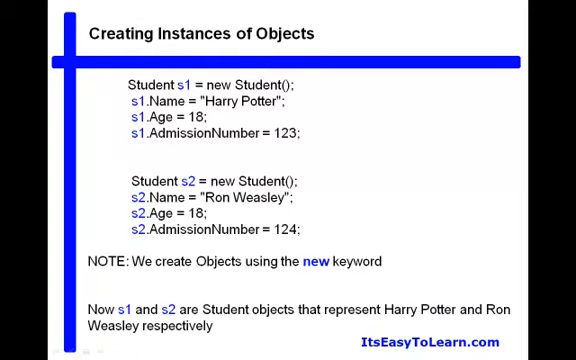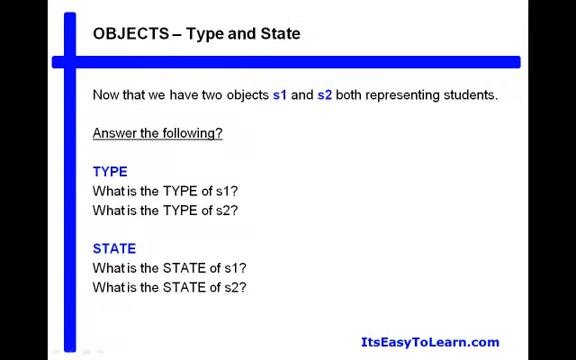Okay, we have S1 and S2 as objects. We set the name, age, admission number for S1, and we set the name, age, admission number for S2. Now the question is, what is the type of S1 and what is the type of S2? What is the state of S1 and what is the state of S2?